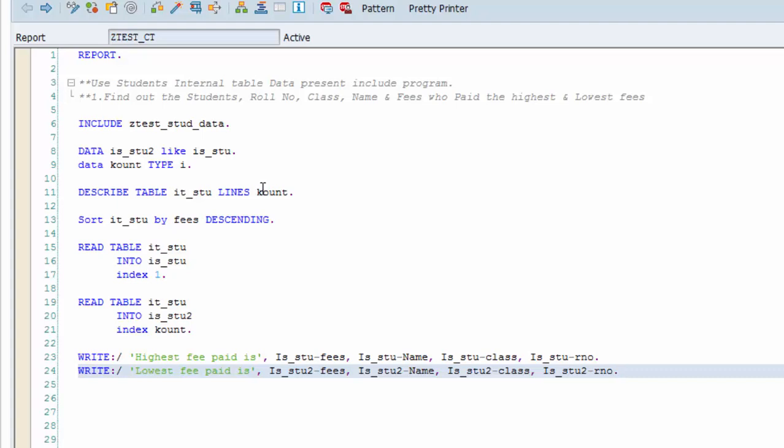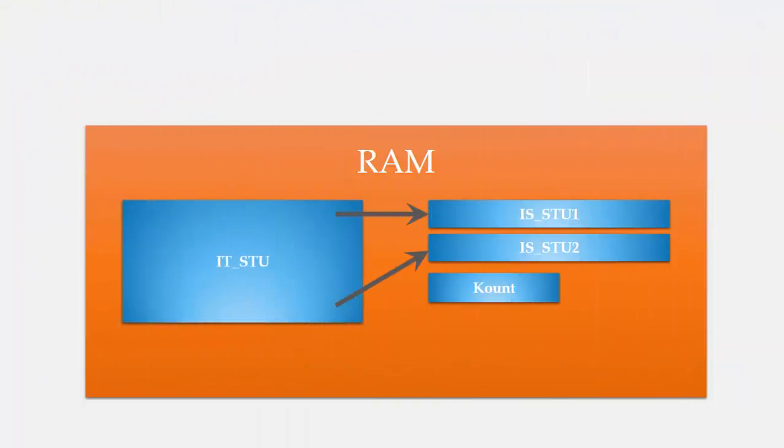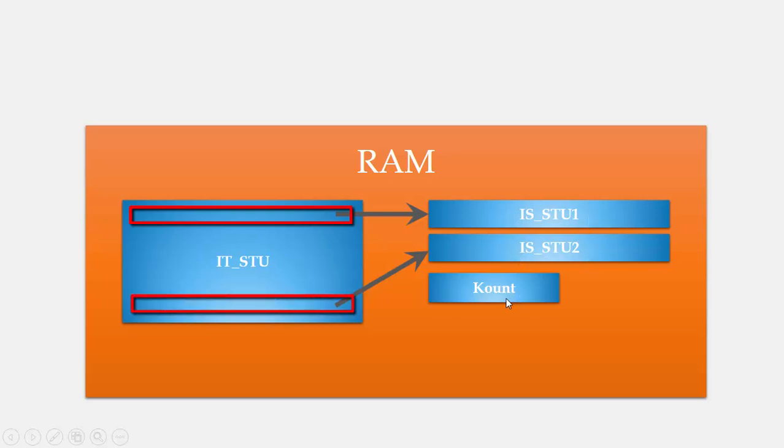So let's take another program for this class. Before hopping on to our next program, I would just like to show you how the memory allocation is done at the back end. So we have defined one table it_stu, and two structures is_stu1 and is_stu2, and another a count variable. This count variable holds nothing but the total number of records, and we have moved the data of the first record in is_stu1, which is the highest fee paid by the student, and another one is_stu2, which holds the lowest value of fees paid by the student. So this is how the memory allocation is done.